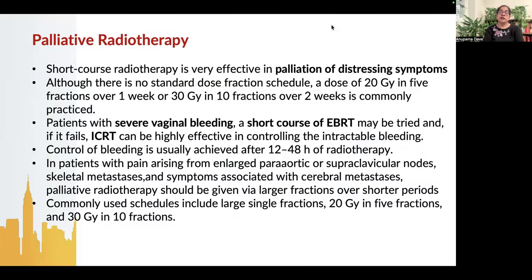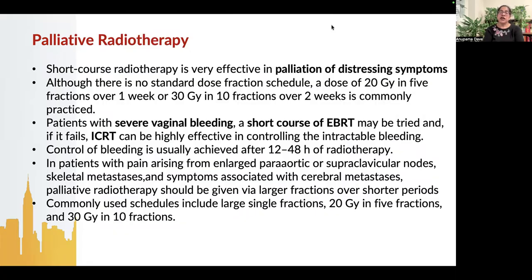Palliative radiotherapy is a short course of radiotherapy and would be effective in palliation of distressing symptoms. Although there is no standard dose fraction schedule, a dose of 20 grays in 5 fractions over 1 week or 30 grays in 10 fractions over 2 weeks is commonly practiced.